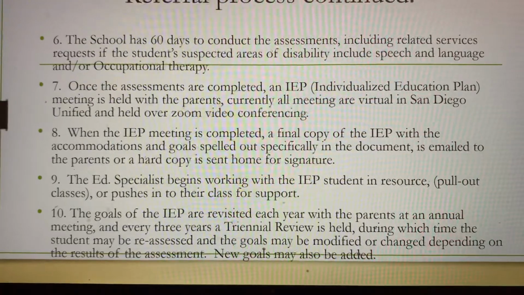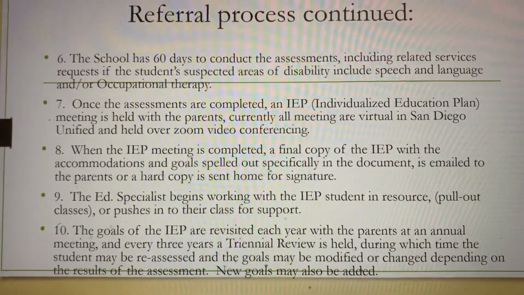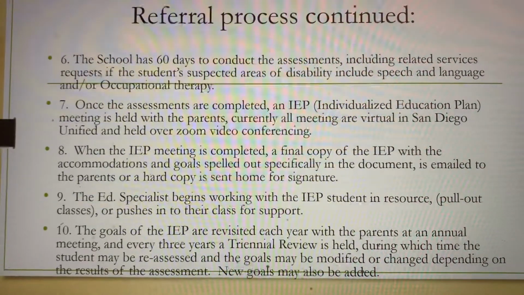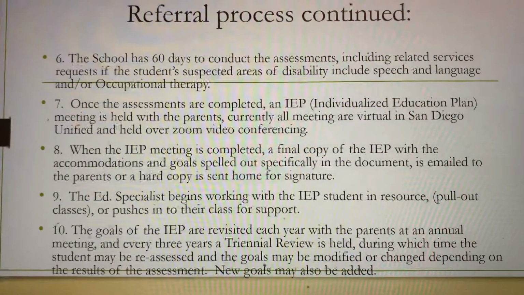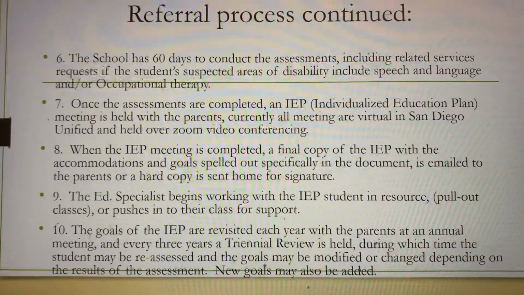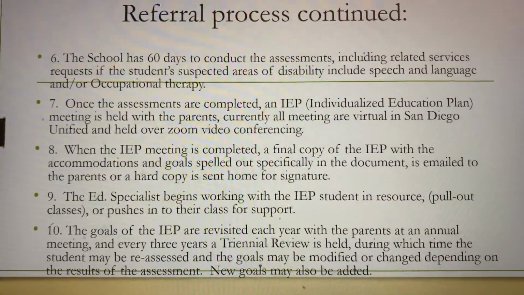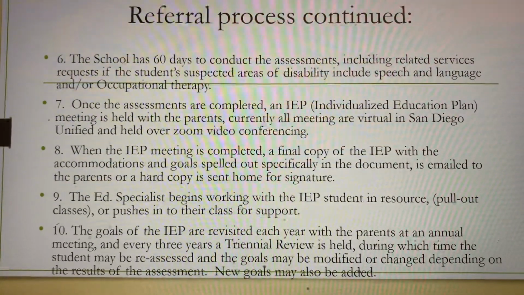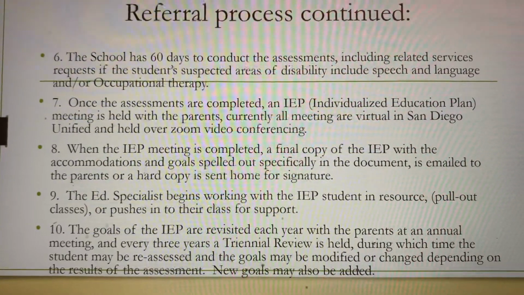the student. The goals of the IEP are revisited each year with the parents at an annual meeting, and every 3 years at a triennial review, during which time the student may be reassessed and the goals may be modified or changed depending on the results of the assessments. New goals may also be.